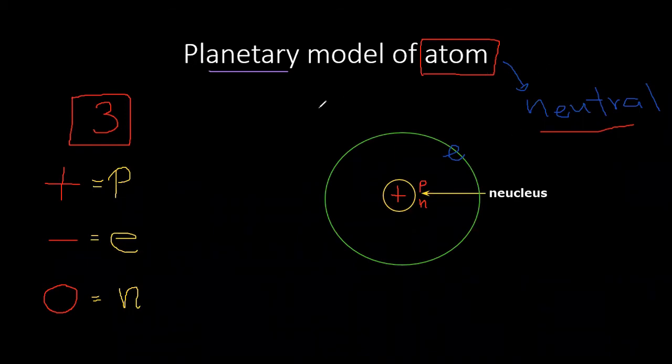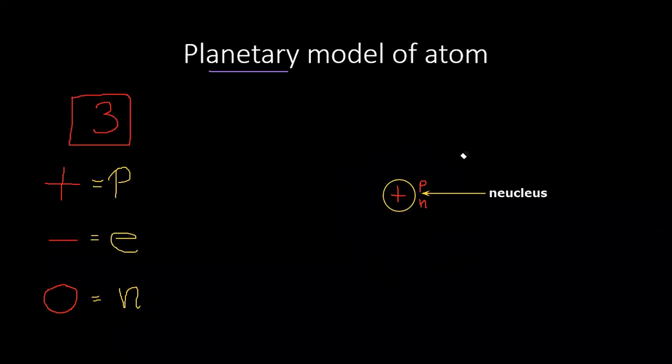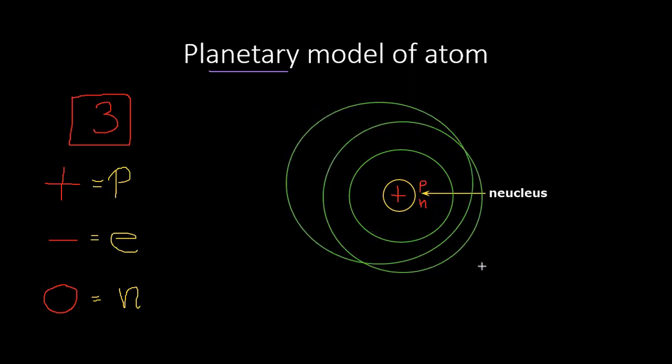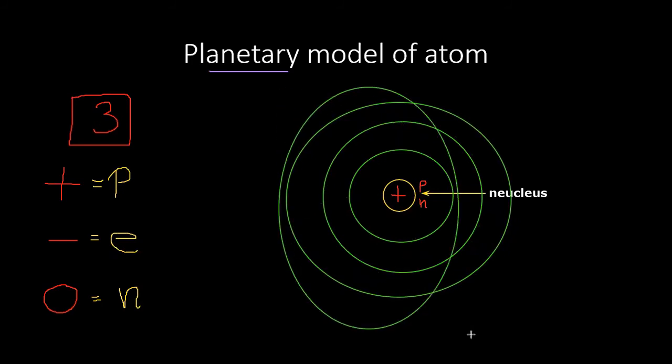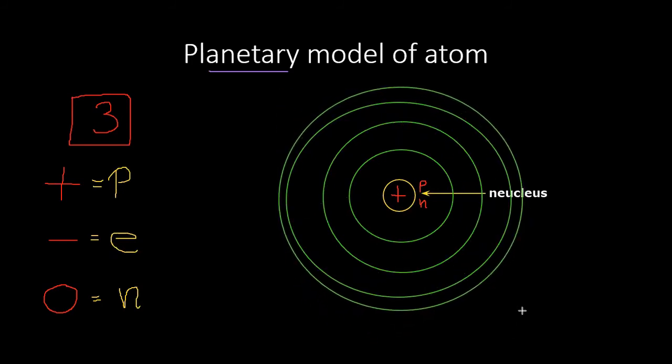Now this is the planetary model of Ernest Rutherford. After Ernest Rutherford, the planetary model was modified by Niels Bohr. He said that these electrons are not moving around the nucleus like this. He said that these electrons are rotating around the nucleus in 4 energy levels: 1, 2, 3, and we say this is 4.